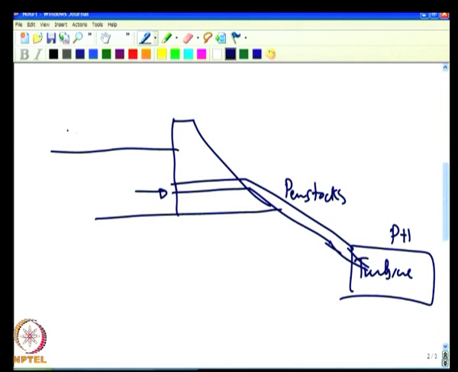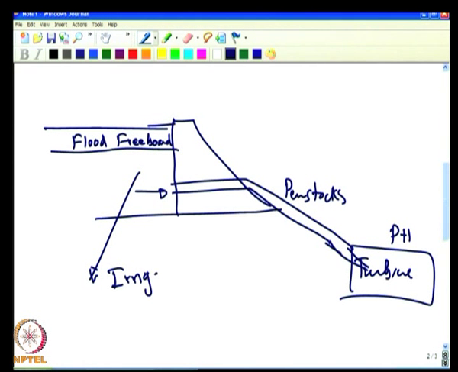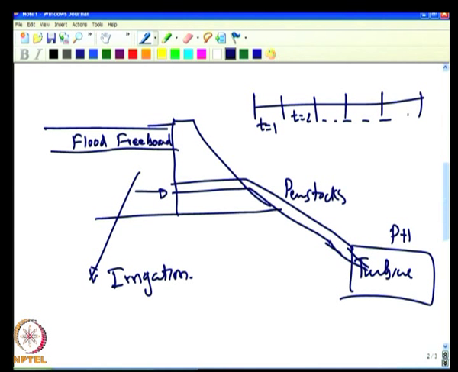Then you may also have a flood control storage, flood free board, and then you may also have water for irrigation. And let us say that your operational time periods are monthly time periods, t is equal to 1, t is equal to 2, etc., t is equal to 12. So, monthly time periods you want to operate such a reservoir. What is the operational problem?